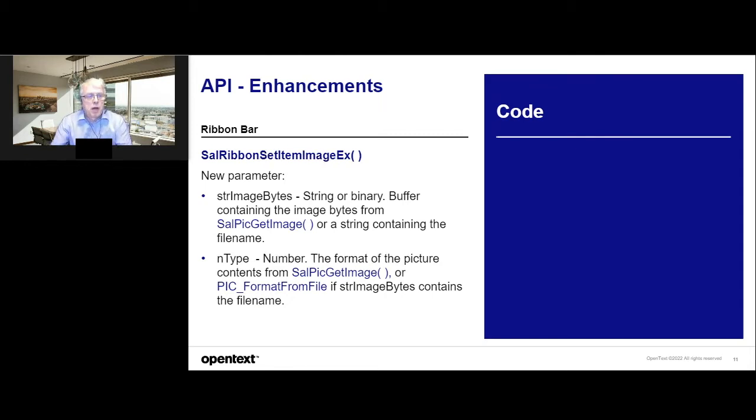The same for style item image X. This is the same as the previous function. So you can pass again a picture, a binary, or a string, or maybe also a file name into the ribbon bar. And of course, you have to pass in also the format of this picture. And you can use pic format image, or you can choose pic format from file if the string image bytes contains a file name.